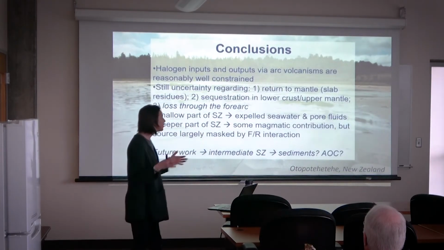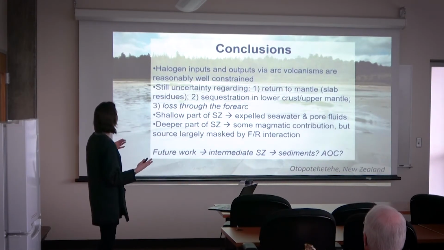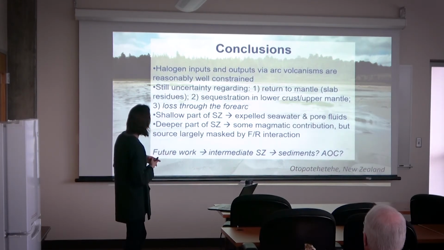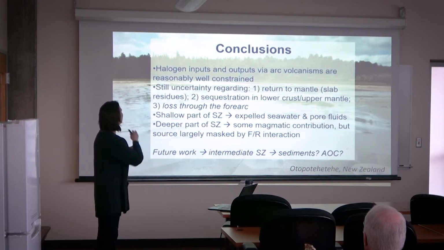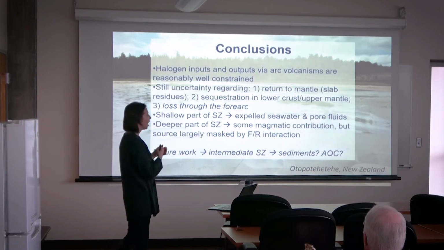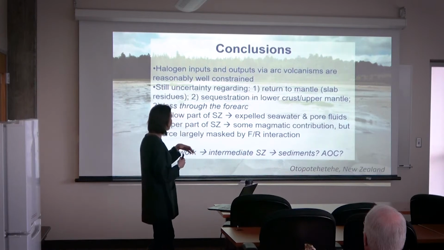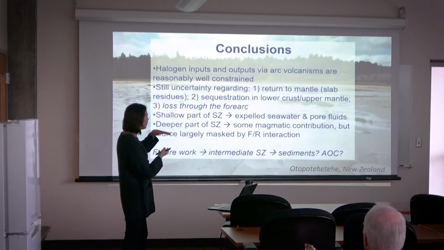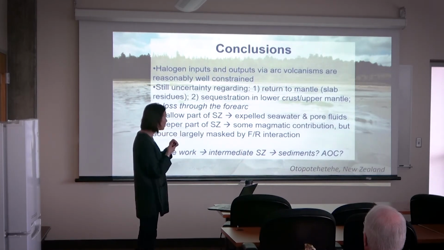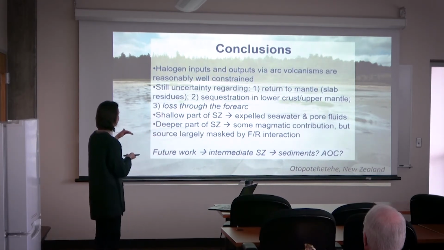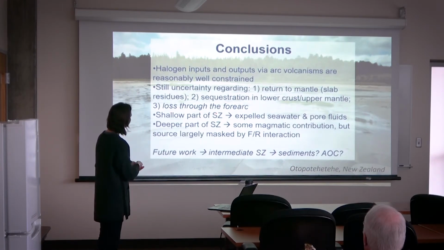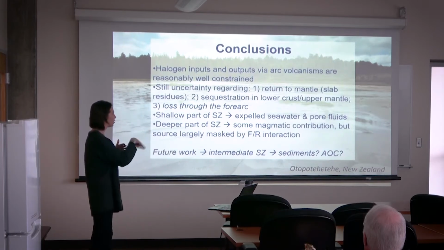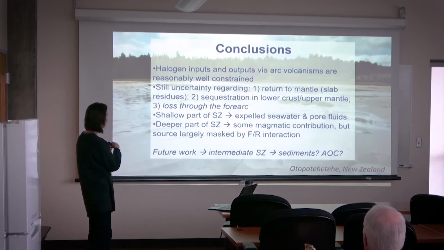So in order to conclude or summarize, I hope I showed you a nice summary of halogen inputs and outputs via arc volcanism are reasonably well constrained. There's still uncertainty regarding how much of the halogens are returning to the mantle, what is left behind in the slab residue, what is getting sequestered or stuck in the lower crust and upper mantle, and what are the timescales of that sequestration, and then how much of the volatile loss are we not taking into account in our mass balance calculations because it's essentially been short-circuited and lost through the forearc.